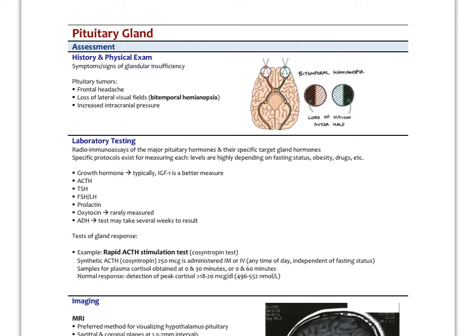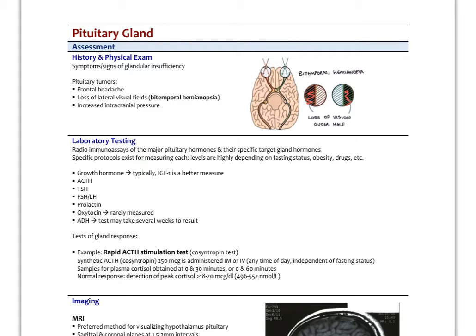In very large tumors, more than a centimeter, we might see problems with the visual fields. We'll lose vision in the lateral half of the visual field on both sides, and that is known as bitemporal hemianopsia. So that's where we can do our visual field testing and see if there are any changes. That's going to be pretty rare with small adenomas, and those are going to be the ones that we usually catch early on. This will be for larger tumors.